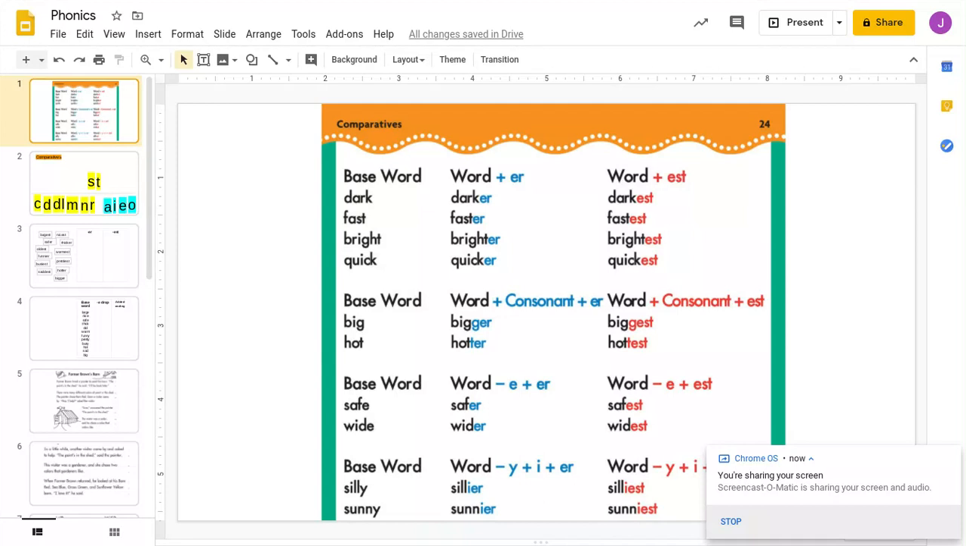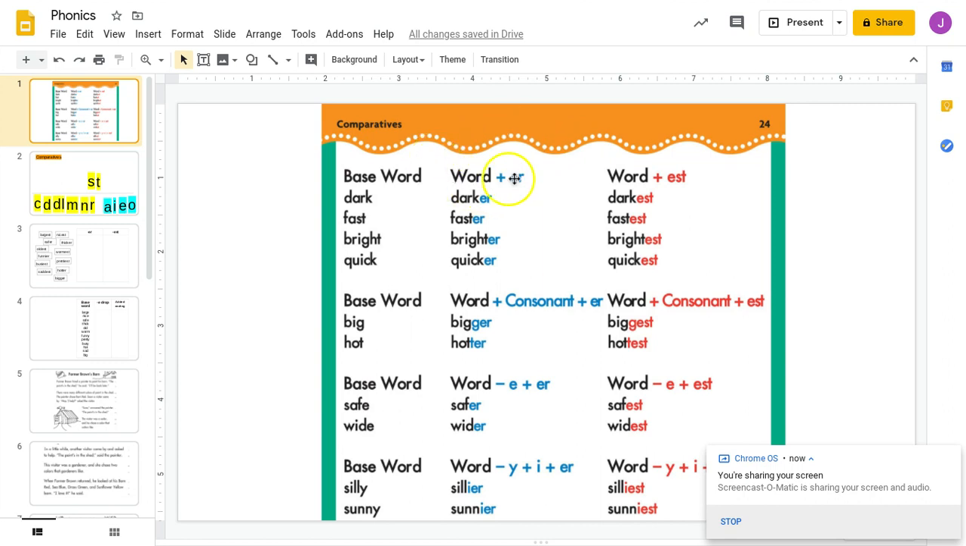Today, or I should say this week for phonics, we are going to be looking at something called comparatives. Comparatives are words that you use to compare more than one thing. So we have a base word, just like we've been using in the past. If our base word is dark and we're comparing two things, we would add the ER ending to say darker. Now, if we're comparing more than two things, then we would say darkest.